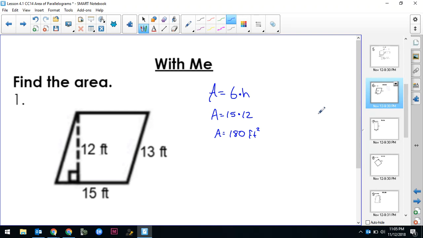Now take a look at your work. You should have formula first, substitution second, the answer with a label third, and all lines of work always start with A equals. Okay, you're allowed to use equal signs in this chapter, so let's do it. All right, let's look at the second one.